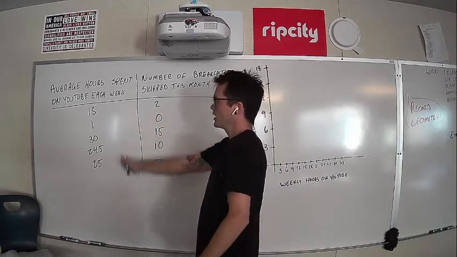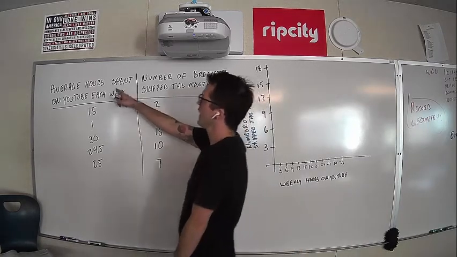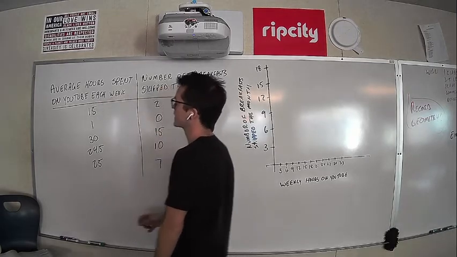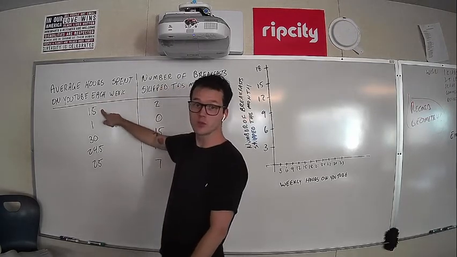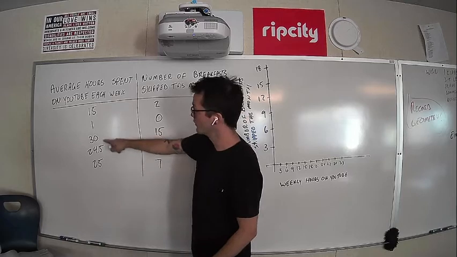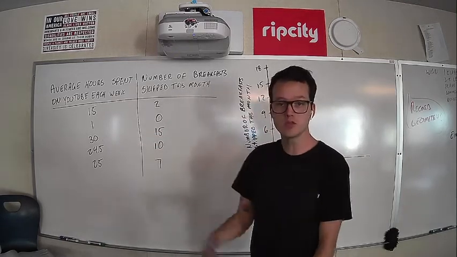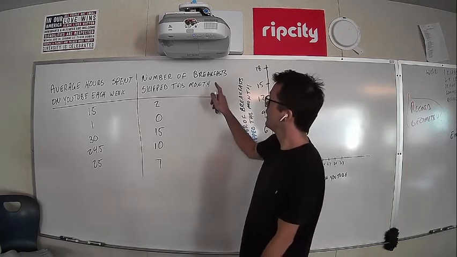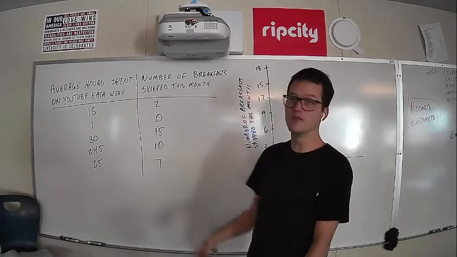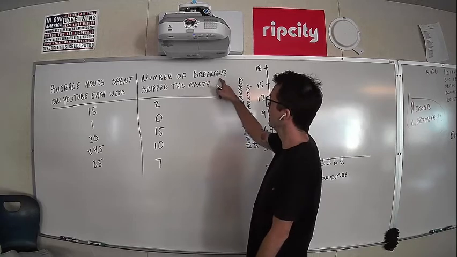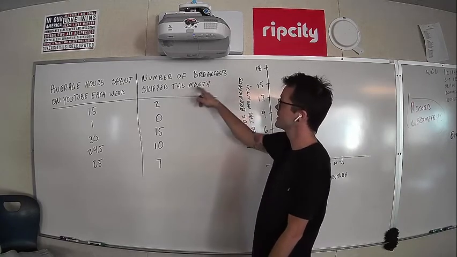On the X column here, the inputs, we have the average number of hours spent on YouTube each week. So this person spends 15 hours a week on YouTube. This person spends 1 hour, 30 hours, 24 and a half hours, and 25 hours. So we have some big YouTube fans here. And then on the other side, we have the output of the function, the number of breakfasts skipped this month.